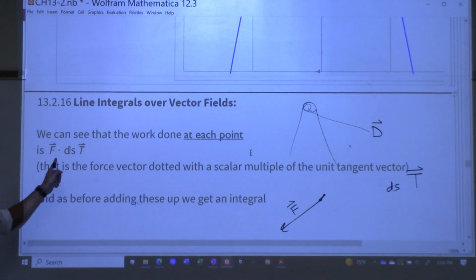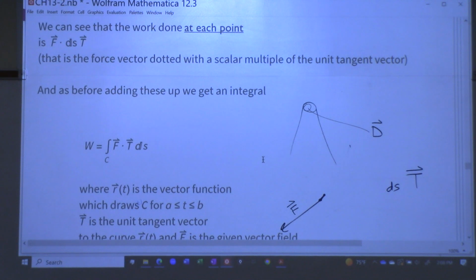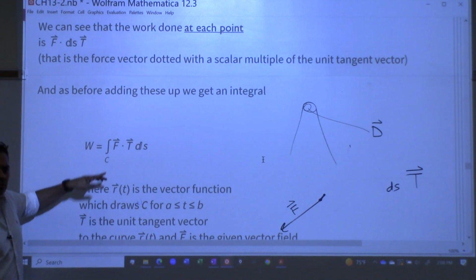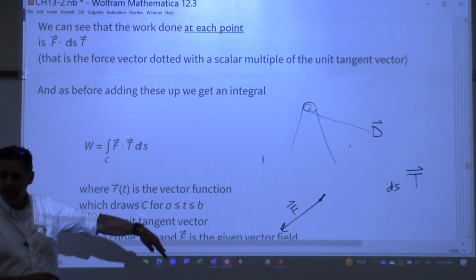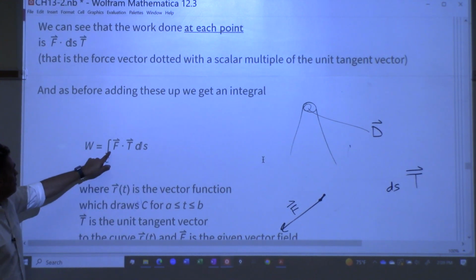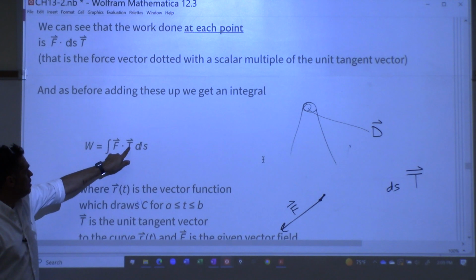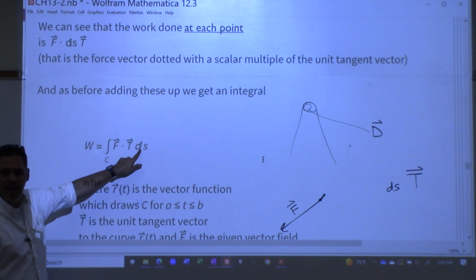So that's the work done at each point. It's the force dotted with the infinitesimal scalar multiple of the unit tangent vector. And then we just need an integral to add them all up. So this is what the work would be. It would be the line integral. Why a line integral? Because you're moving along a path. And it's going to be the force dotted with the unit tangent vector times ds.